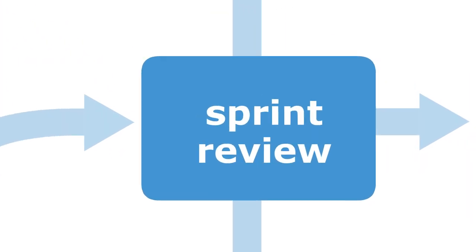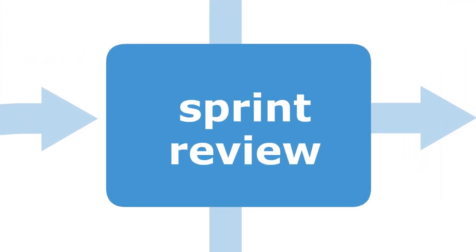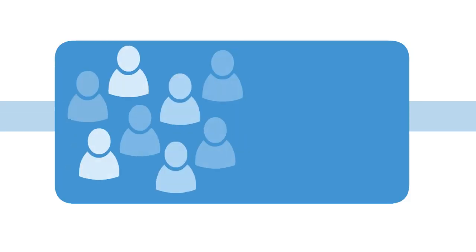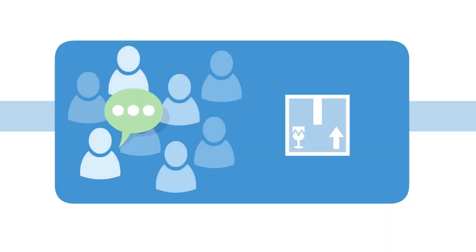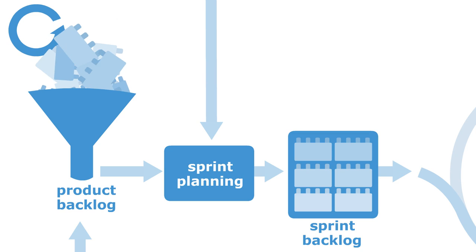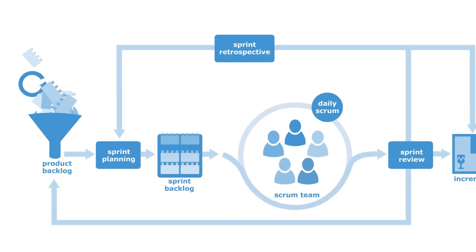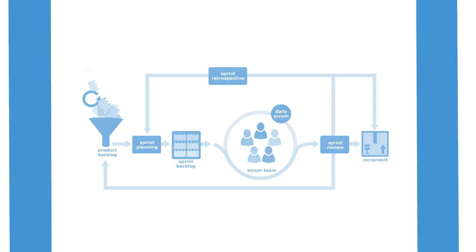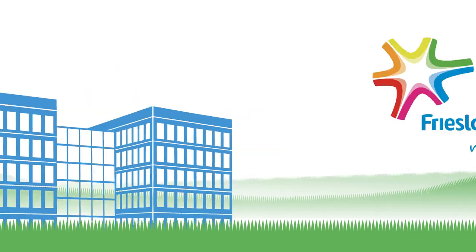The team comes together for a sprint review and sprint retrospective to show the increment and discuss what went well and what not so well. The next group of tasks fill the sprint backlog and a new sprint begins. This is how Scrum works.